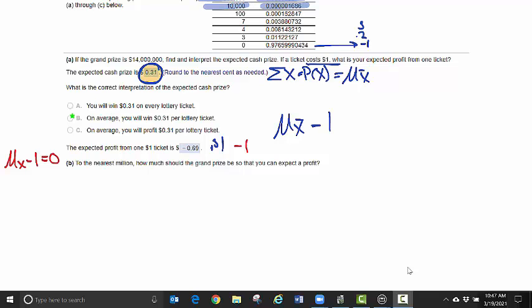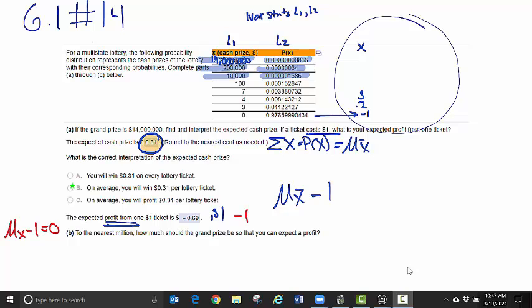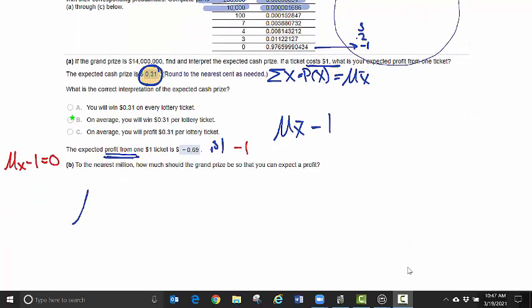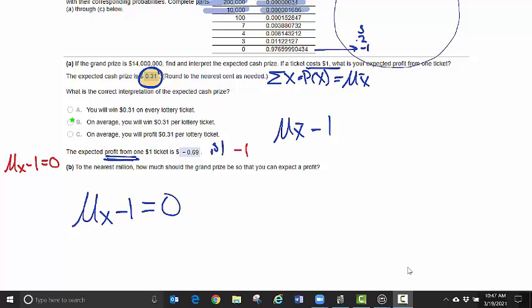On that note, it says, to the nearest million, how much should the grand prize be so you can expect a profit? Well, a profit means that this value right here is over 0, or at least 0. So you could work with a new chart, but assuming we don't want to make a new chart, we know that the average from the current chart minus 1 has to be 0, so at least you didn't lose anything. So now the question is, what does the grand prize have to be?